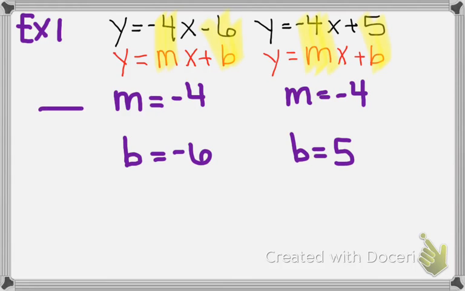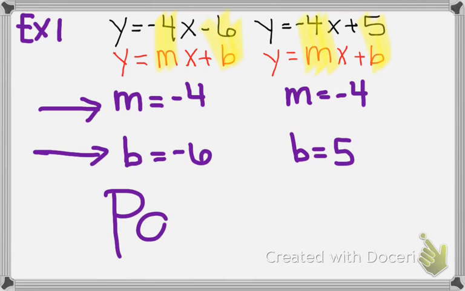Notice that they have the same slope and different y-intercepts. This means that our lines are parallel.